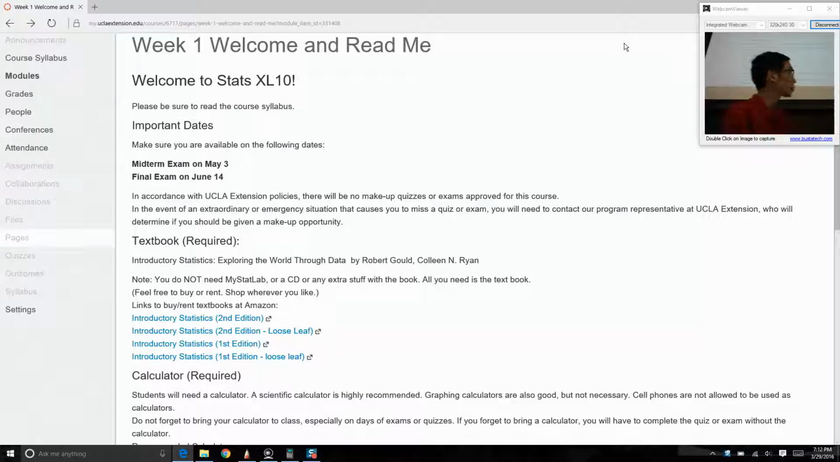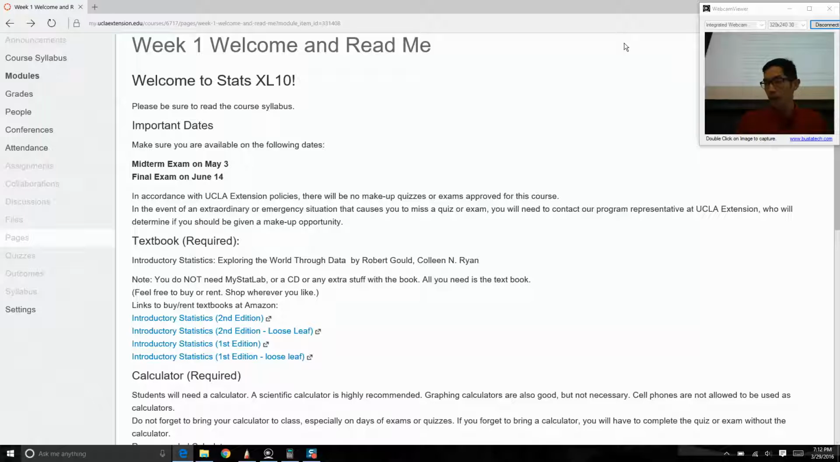Just a few important dates. I apologize that the projector isn't as bright as I wish it were. You can always move closer if you need to. We will have our midterm exam May 3rd and final exam on June 14th. So please mark those dates in your calendar and make sure you give yourself plenty of time to get to campus on time and things like that.